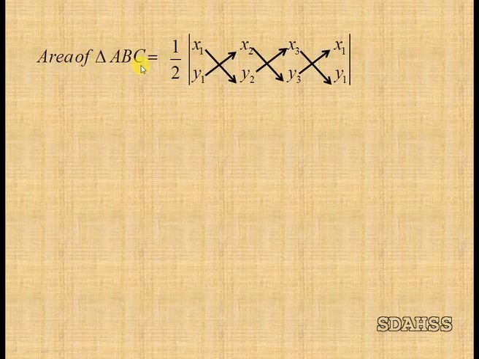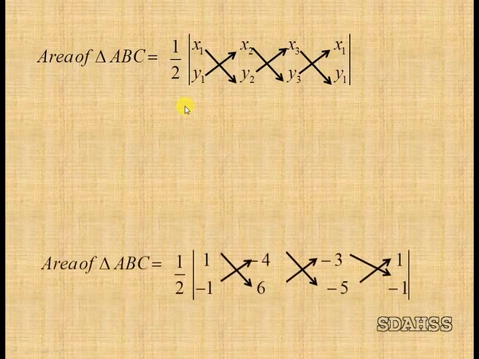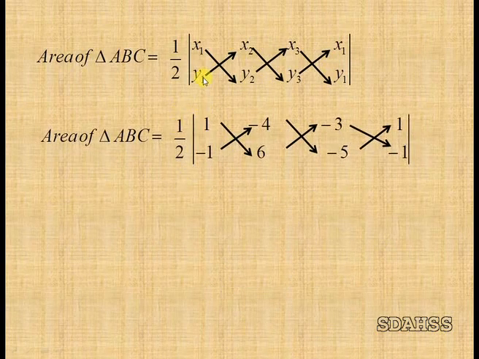Area of triangle ABC: the formula to find the area of a triangle is 1/2 times the determinant x1 y1, x2 y2, x3 y3, then x1 y1 again. Now substitute: half, first point (1, -1), second point (-4, 6), and the third point (-3, -5). Then again first point (1, -1).